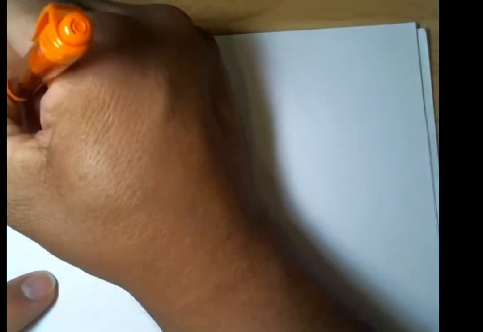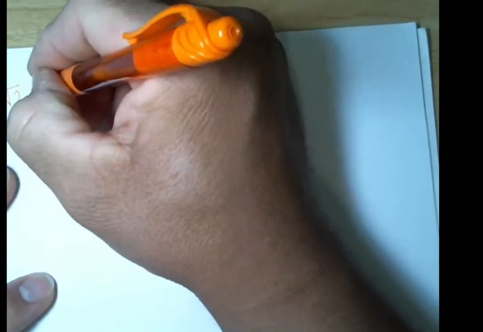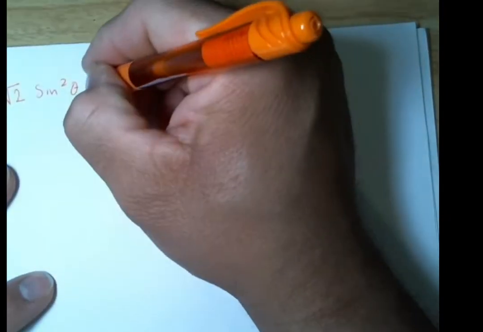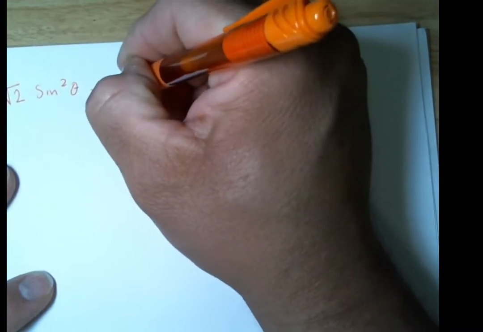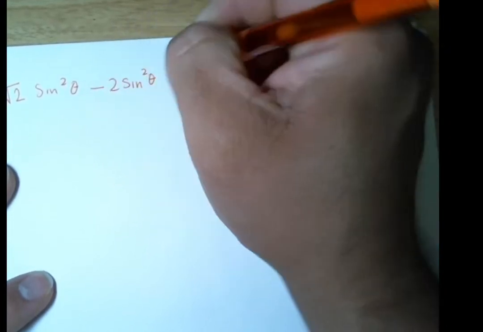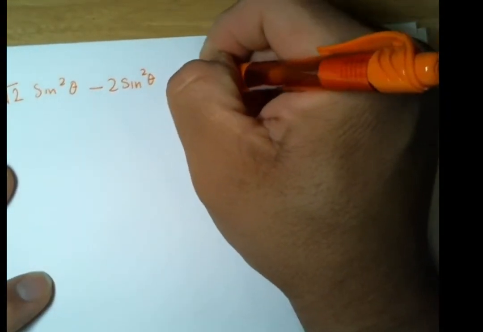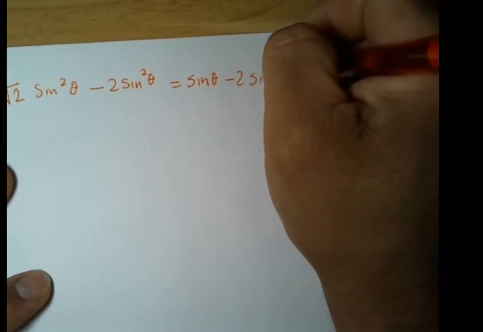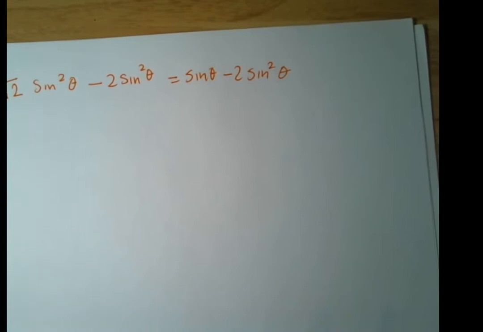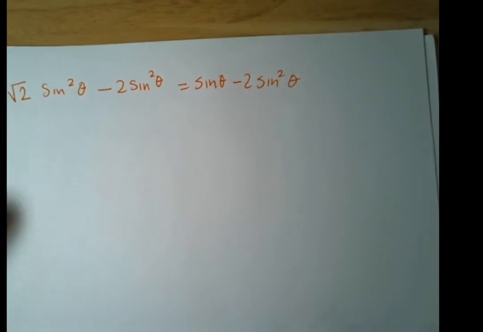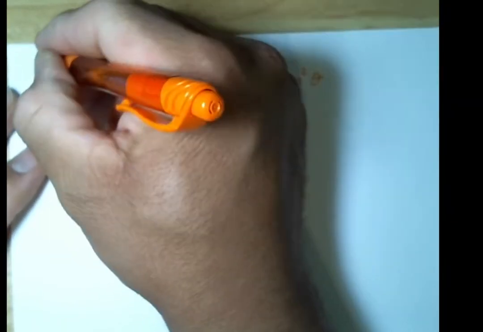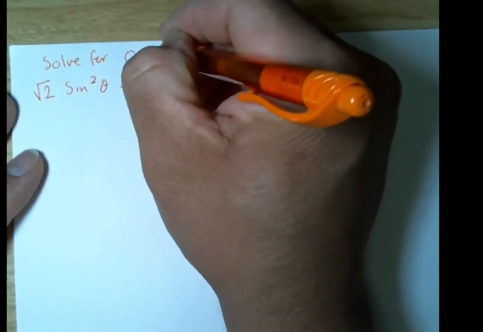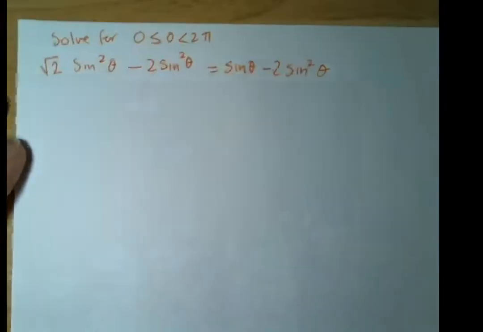So let's say we have square root of 2 sine squared theta minus 2 sine squared theta equals sine theta. Okay, and again, similar to the previous one, I'm going to solve for theta between 0 and 2 pi.